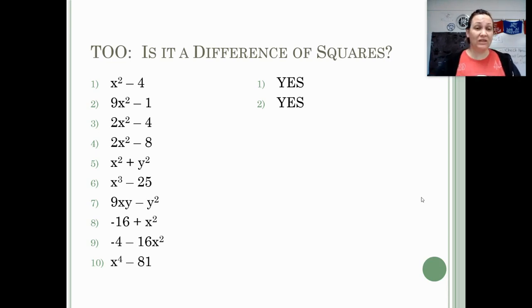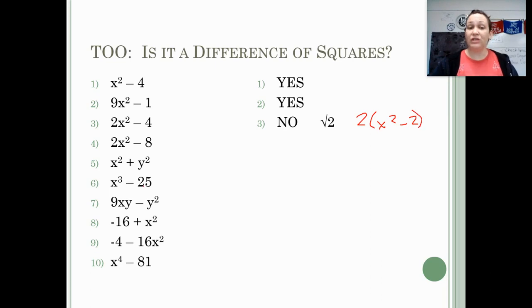Number 3 almost looks like a difference of squares. I know the square root of 4. I know the square root of x squared. That 2, though, in front of the x squared is kind of screwing me up a little bit. You can factor out the 2. It is a GCF. But after you factor out the 2, it's still not going to work because then we're going to change that 4 at the end into a 2. And I still don't know the square root of 2. So if you want to see what that looks like after you factor it out, it would become 2 and then x squared minus 2.